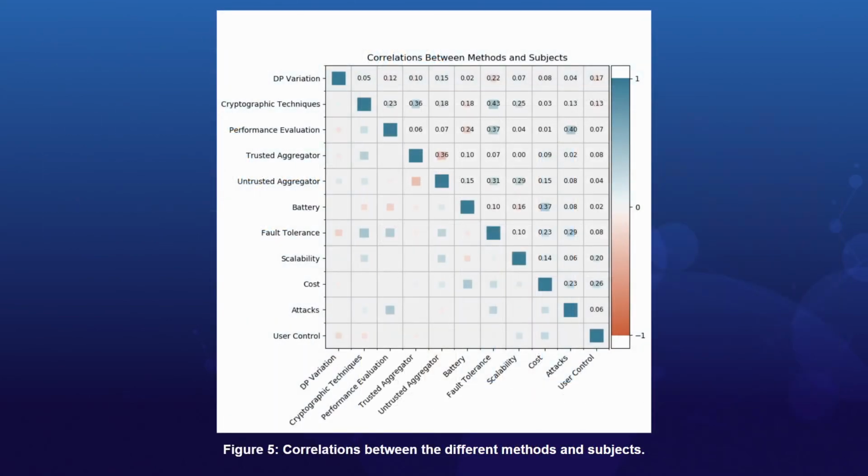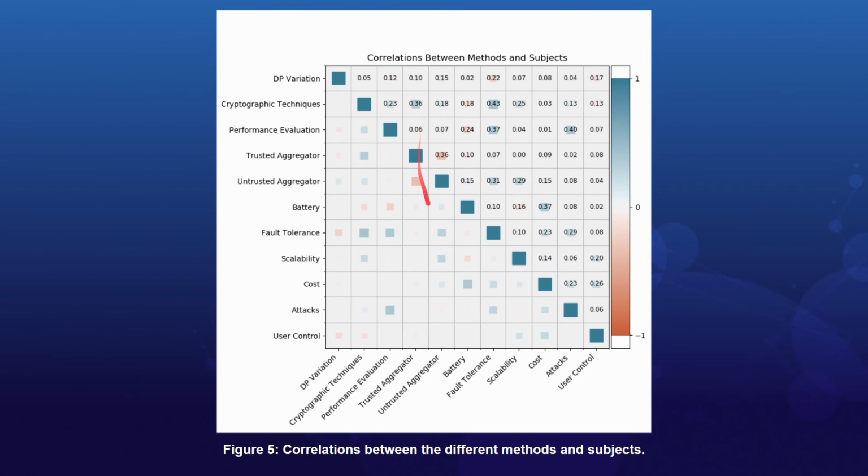Now beyond our research questions, we were curious if there were any correlations or connections between the various methods and subjects covered in these papers. Here in figure 5, you can see the correlations between all the methods and subjects. Now most of them aren't of any particular note, however there are a couple of interesting correlations. Trusted aggregator and untrusted aggregator are negatively correlated because they usually don't appear together.